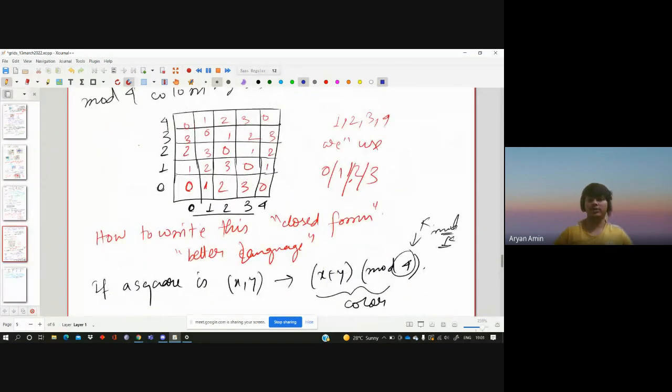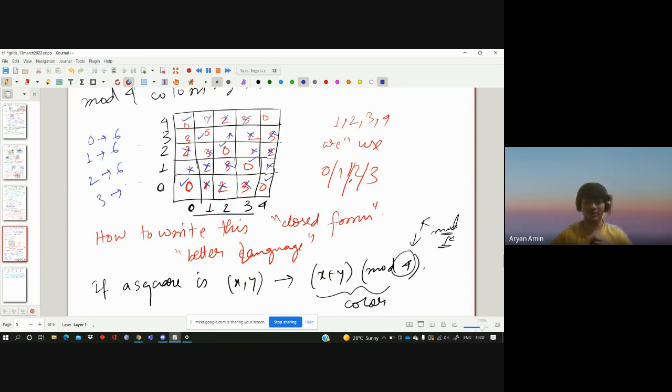Look at the 5 case. How many zeros do you have here? This is 1, this is 1, this is 1, this is 1, this is 1, and this is 1. So 1, 2, 5, and 6, I think. How many ones do you have? 1, 2, 3, 4, 5, and 6. And how many threes? 1, 2, 3, 4, and 5.